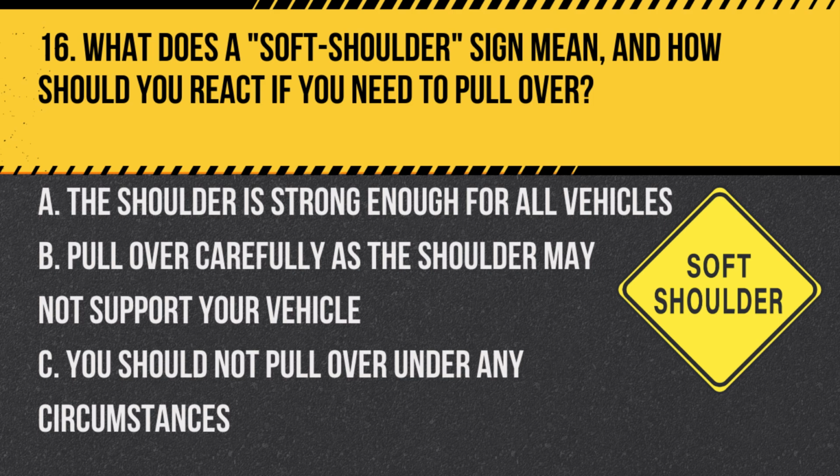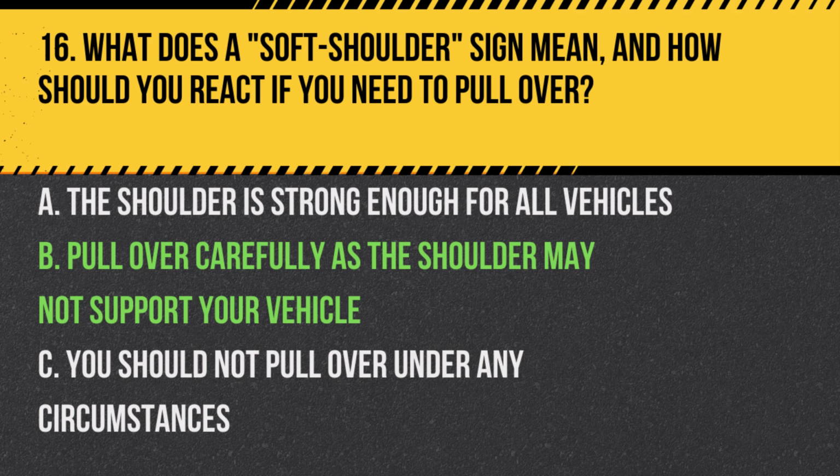Question 16. What does a soft shoulder sign mean, and how should you react if you need to pull over? A. The shoulder is strong enough for all vehicles. B. Pull over carefully as the shoulder may not support your vehicle. C. You should not pull over under any circumstances.